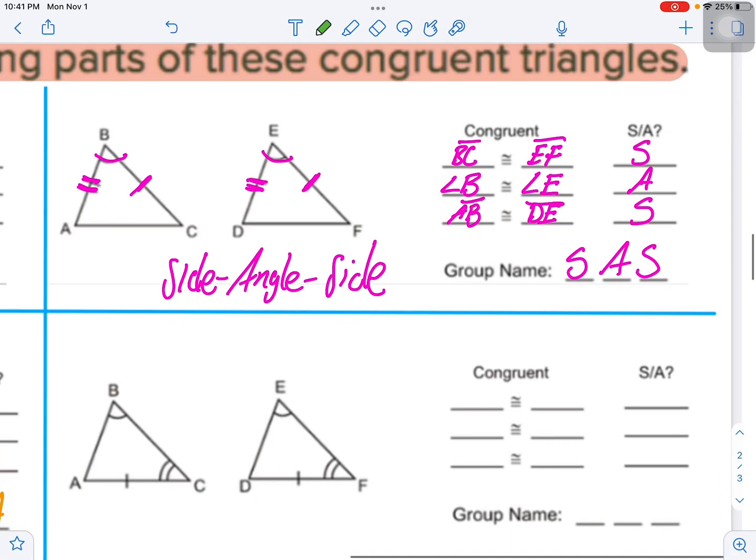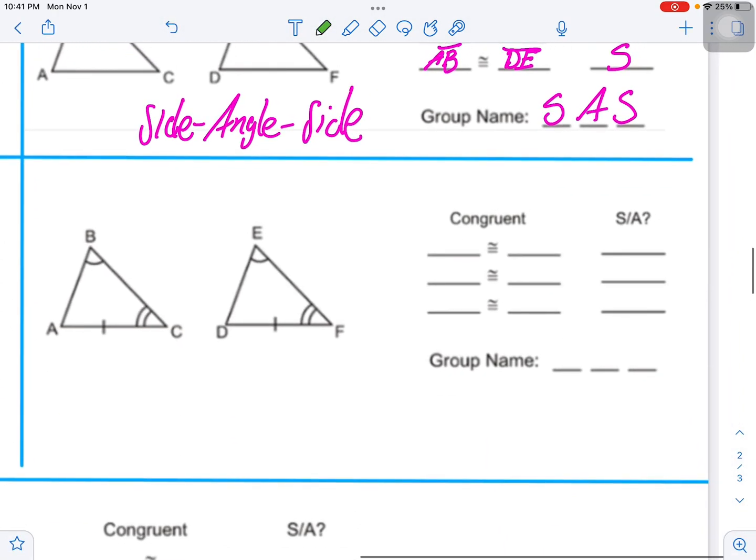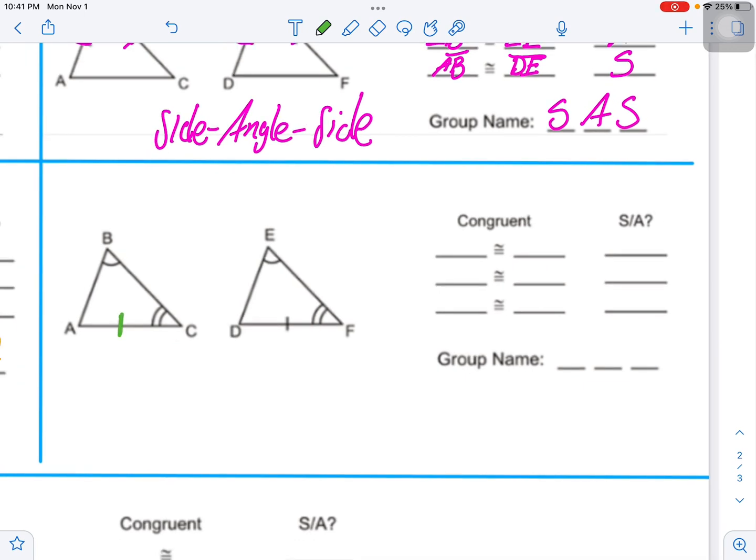Finally, we have our next one here. Let's see what we have. Let's start with this side here: side AC and side DF. Then we have this double angle that goes with this double angle here. And then we have a single angle with a single angle.